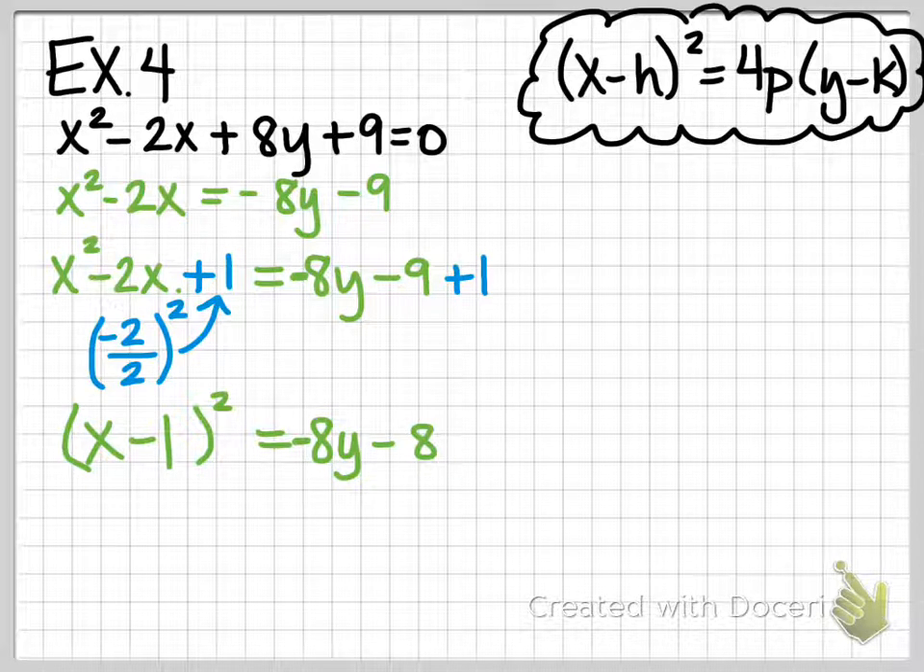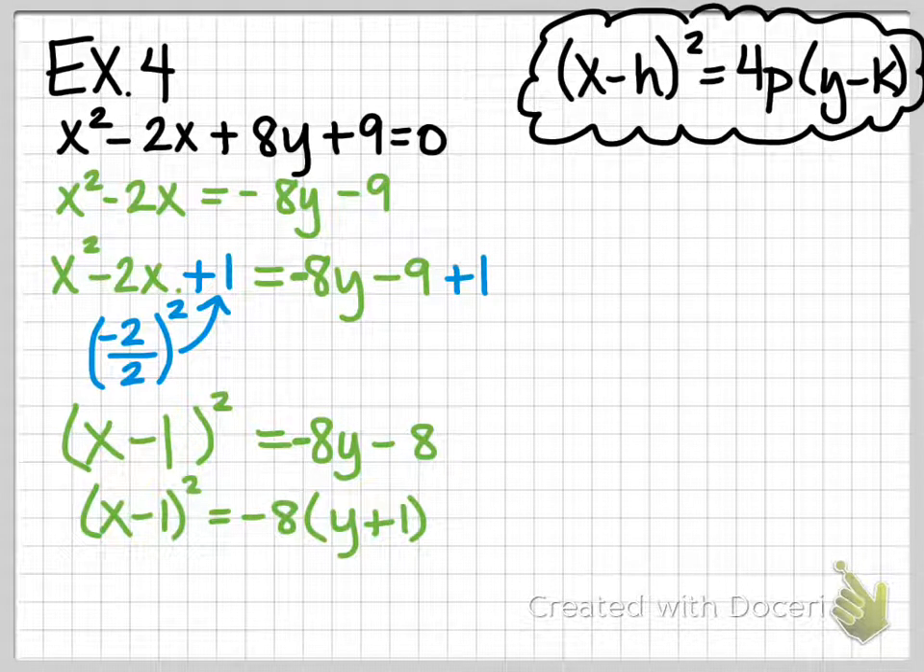Also, if you notice on the right-hand side, I did negative 9 plus 1 is negative 8. So now the only thing I need to do is factor out what's common on the right. So that would be a negative 8 that I need to factor out, which would leave me with y plus 1. So now that it's in this form, I can find all the stuff that I would need to graph this parabola. So let's start with the vertex. Vertex is (h, k). So our vertex would be (1, negative 1).